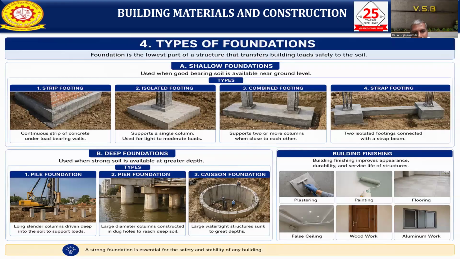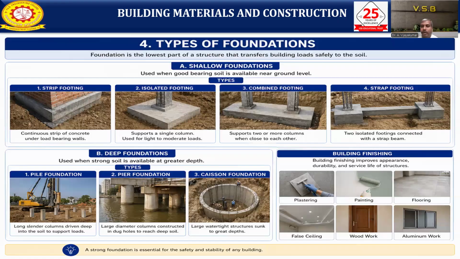Combined footing supports two or more columns when they are close to each other or near the boundary. We can go for the combined footing. The combined footing also has two types: one is a rectangular combined footing and the other is a trapezoidal combined footing. If the two column loads are equal, then we can go for the rectangular combined footing. If the two loads are unequal, then we can go for the trapezoidal footing.